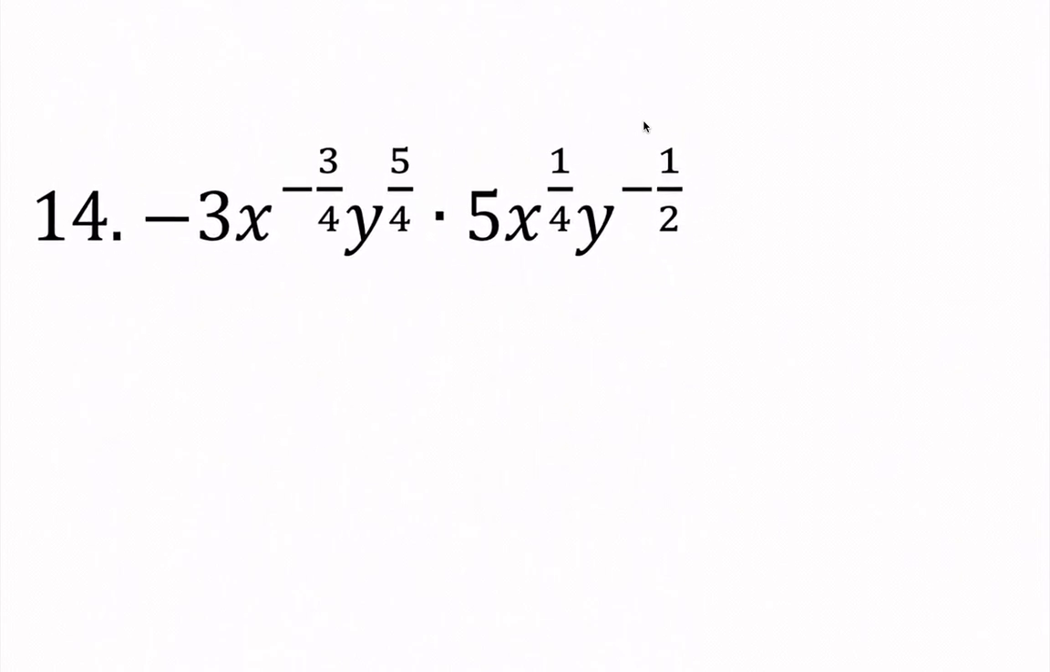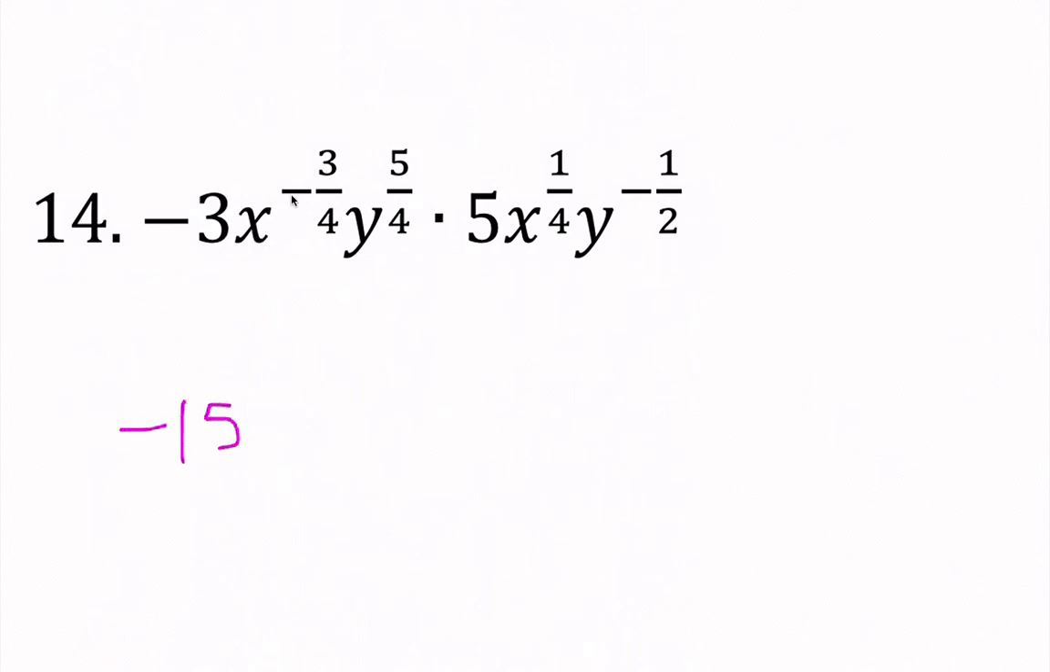Okay, 14 throws people off. It looks big and scary, but if we just take it step by step, it's not that bad. It's telling me to take this piece right here and multiply by this piece right here. So step by step, I'm going to look at my constants, the regular numbers first, and then work through the alphabet. So -3 and 5, it's telling me to multiply. -3 times 5 is -15.